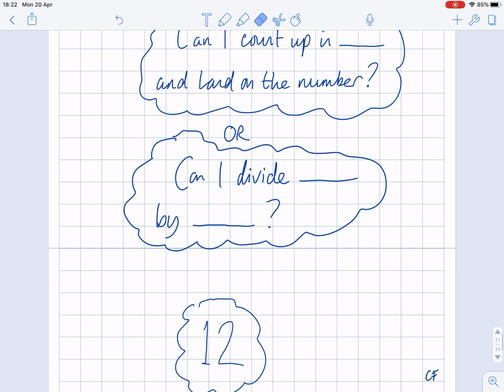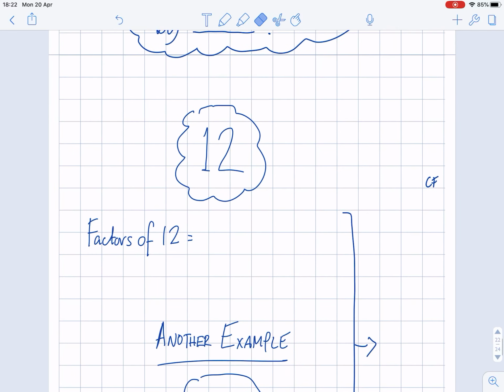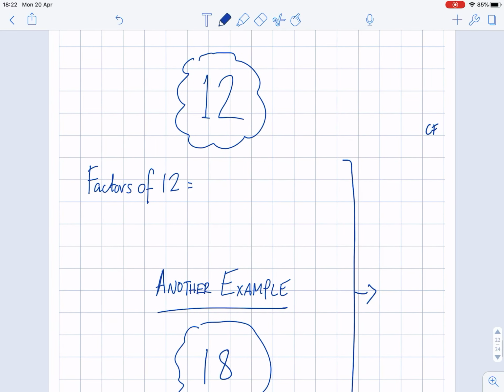So if we go down here now, I've said, right, let's find all the factors of 12. Always start on 1, and 1 is always a factor of every single number, because you can count up in 1s and land on every single number known to man. So, factors of 12. 2 is 2. Can I count up in 2s and land on 12? Yes, I can. Can I count up in 3s? 3, 6, 9, 12? Yes. 4s? Yes. 5s? No.